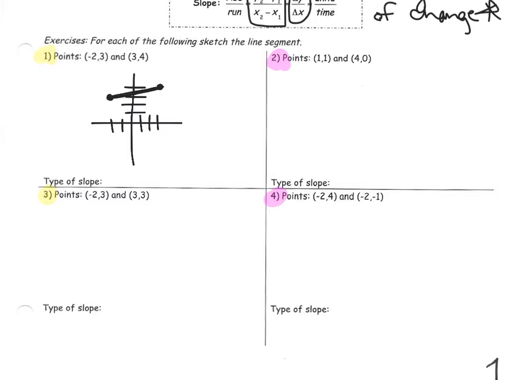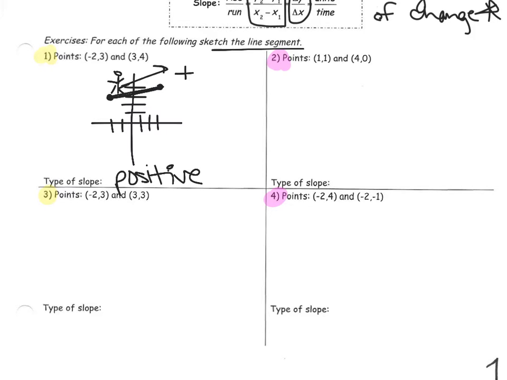And very easily I can see that this has a positive slope. If I asked you to actually calculate it, we would do our (y2 - y1) over (x2 - x1). But it doesn't ask you to. It just says sketch the line and tell me the kind of slope. All right, so this is like if I was walking up a hill, walking positive.